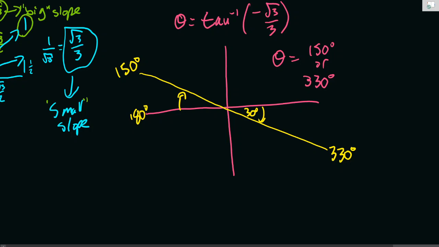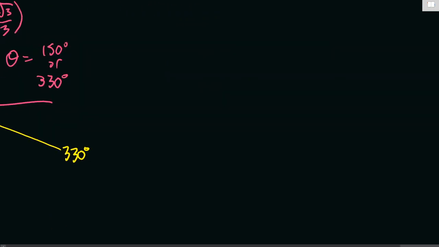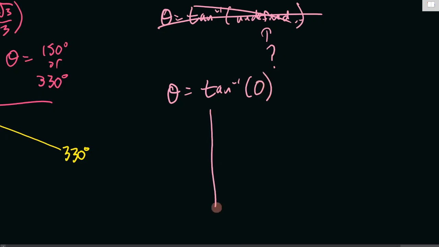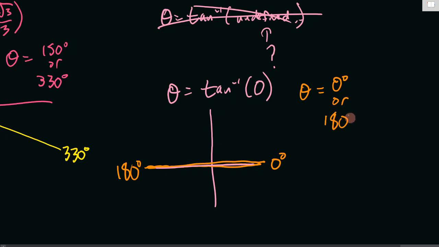The only other ones would then be undefined or 0. I'm not even sure if you'd actually ever see theta equals tan inverse of undefined. That doesn't even make any sense because it's undefined. So I don't think you'll ever actually see this. So let's just ignore that example and instead do theta equals tan inverse of 0. Because you can have a 0 slope, and a 0 slope is horizontal. So that's just your 0 or your 180. So theta equals 0 degrees or 180 degrees.